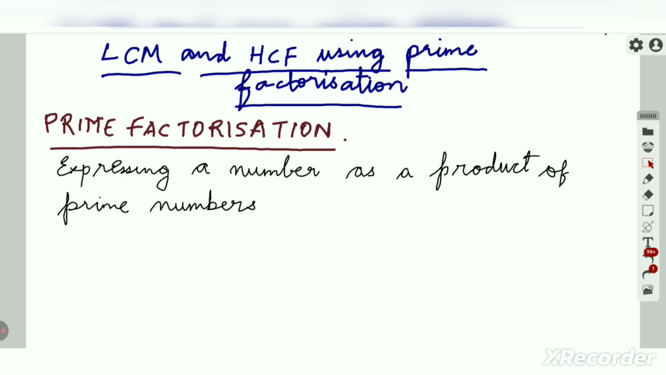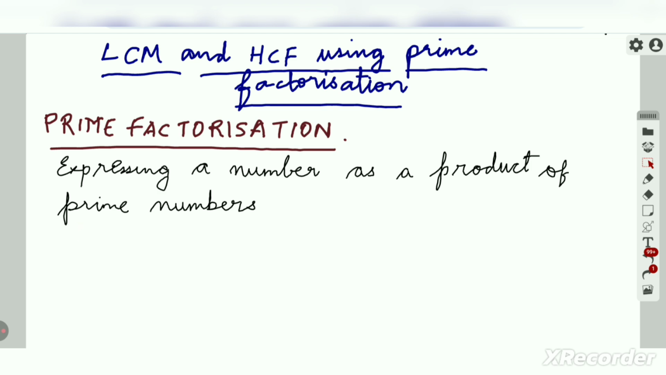Hi everyone. In the previous video, we learned the basic concepts of LCM and HCF. In this video, we will learn a faster and easier method to find LCM and HCF using prime factorization. So, what is prime factorization? Prime factorization is expressing a number as a product of prime numbers. So, let's see how we do it.